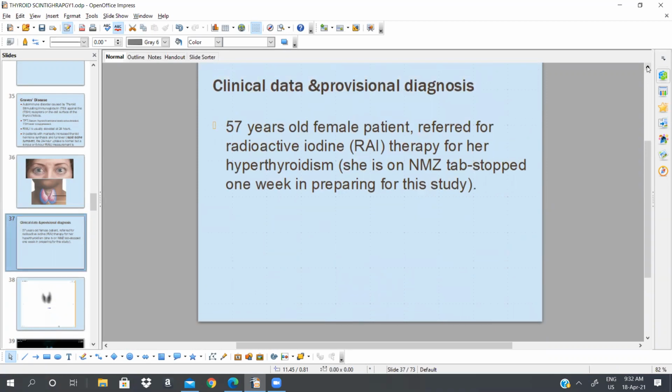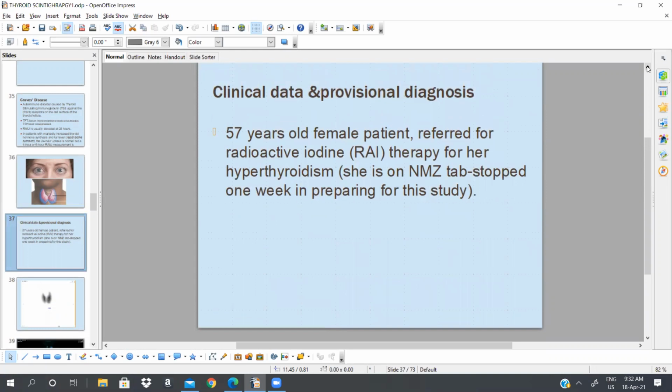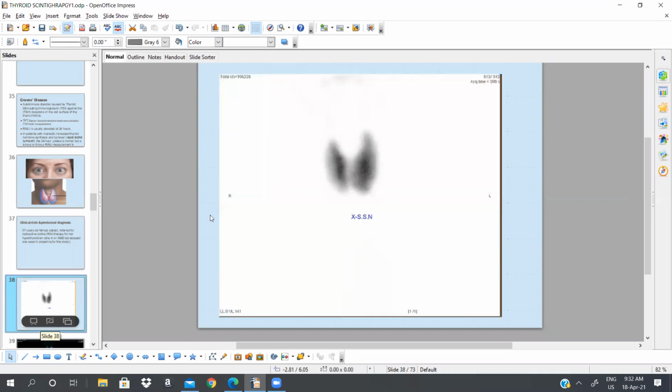I will give you one scenario about Graves' disease: a 57-year-old female referred for radioactive iodine therapy for her hyperthyroidism. She is on neomercazole, a tablet anti-thyroid drug. We need to stop it 1 week in preparing for this study. After 1 week off neomercazole, we do the image, and you can see the gland now.